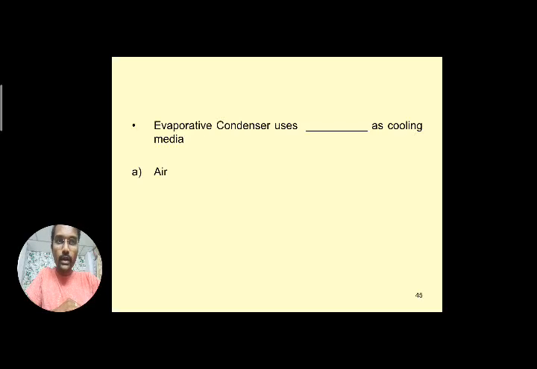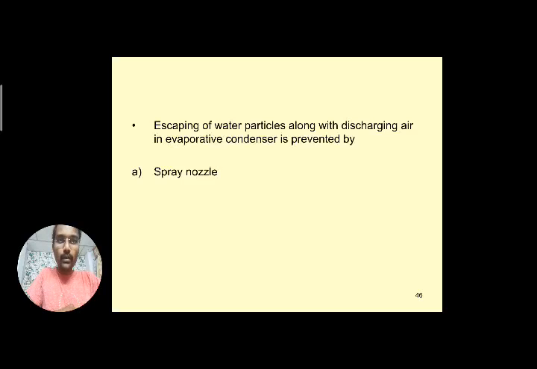Okay, an evaporative condenser uses dash as cooling medium. We mostly concentrate on this. An evaporative condenser utilizes both air and water as the cooling medium, so the answer is C. Next, escaping of water particles along with the discharging air in an evaporative condenser is prevented by an eliminator, a crisscross type of structure. You have seen that eliminators are there, so the answer is B.